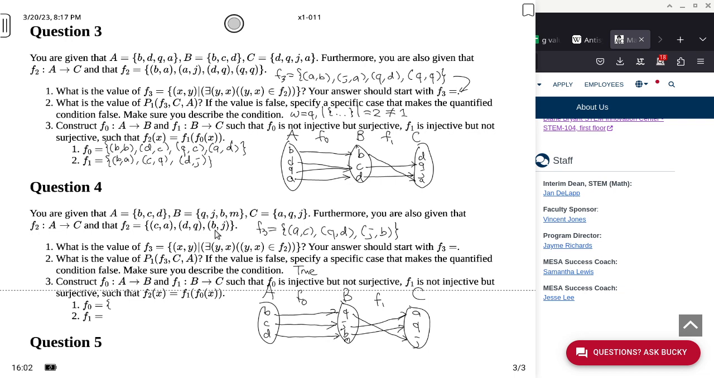So is it okay for me not to write it out in a set notation? You guys kind of get how to convert that into a set notation? Okay. Would you write it down? Sure. So it is BQ, CJ, and DB. And then F1 will take Q to J. It will take J to A. And then finally, it will take B to Q. There we go. But once again, there are other possible solutions.